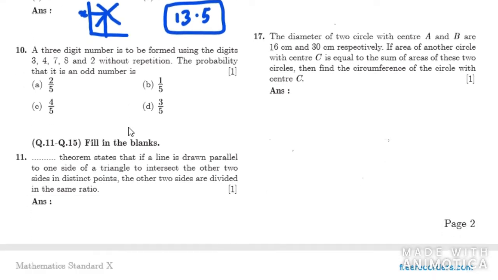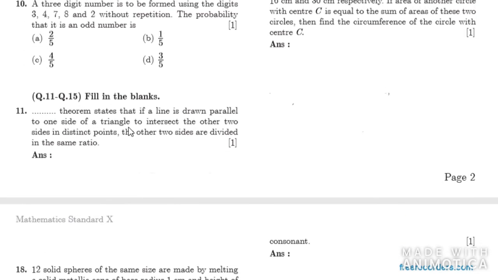Question number 10 says a 3-digit number is to be formed using the digits 3, 4, 7, 2, 8, 2 without repetition. The probability that it is an odd number. So total number is 5 and odd numbers are 3, 7. So that means the right option for this is 2 over 5.